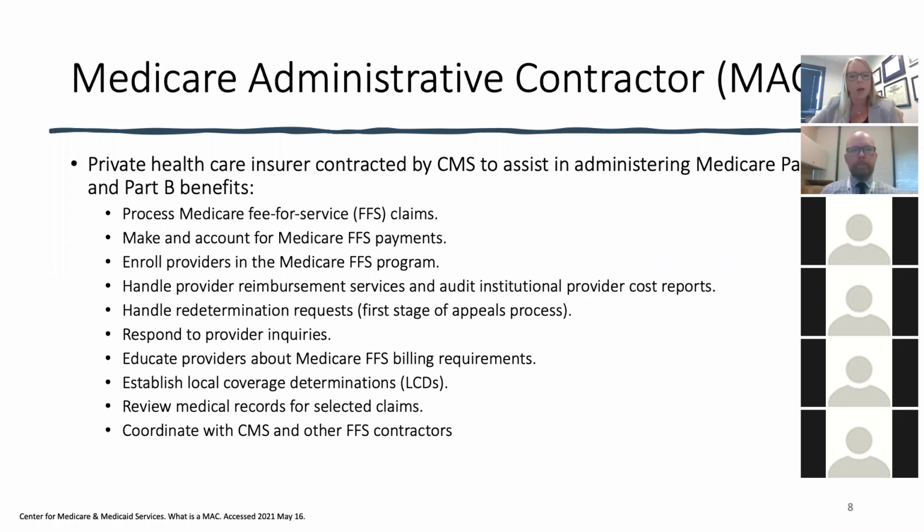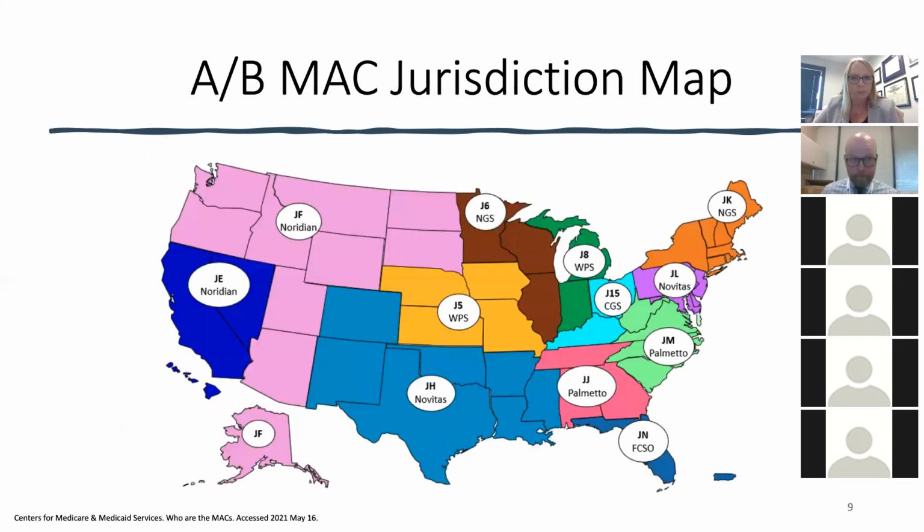Now, MACs are multi-state, regional contractors with various responsibilities. And these responsibilities include the administration of Medicare funds to the providers. They'll also provide oversight on processed claims, medical coverage review. They'll respond to provider inquiries or be a source for education. And they'll also establish local coverage determinations.